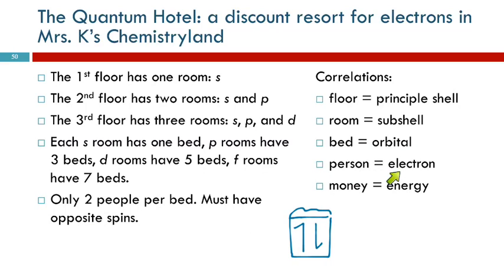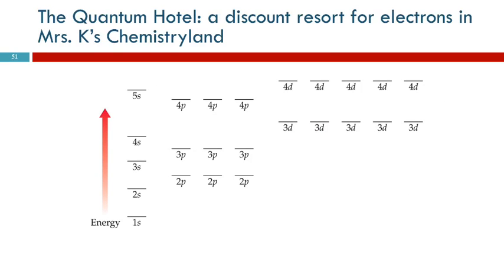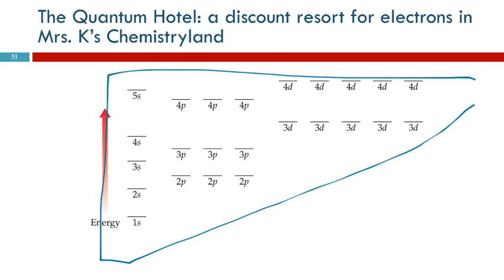Okay, so the electrons are people and energy is related to money. So as you go higher in this hotel, it costs more to stay in the room. Electrons are cheap. They're going to go for the cheapest room they can get into. So if we think about this now, this is a weirdly shaped, not very earthquake-friendly building. This would probably fall down because it's got this weird shape.